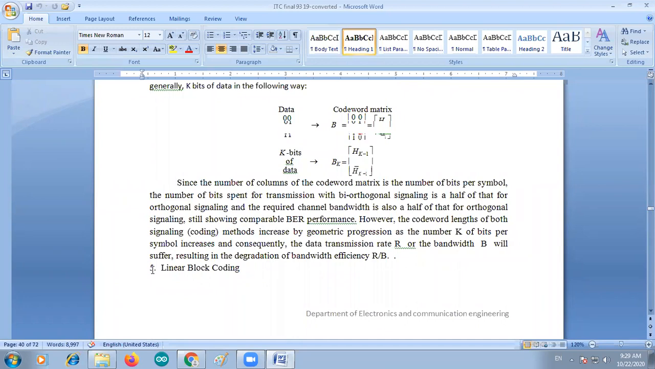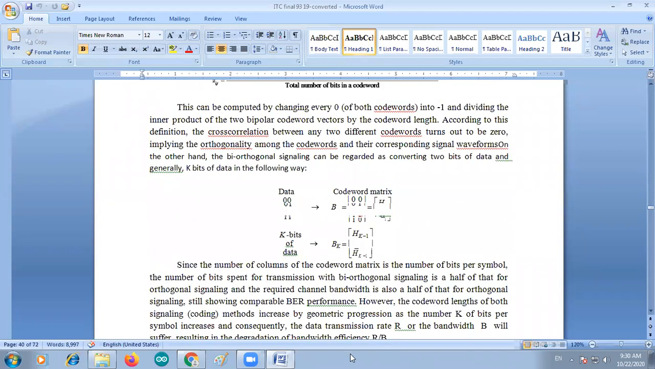Okay. Now enter into another concept of channel coding. There are three types of channel coding techniques in our curriculum. But before that, since the number of columns of the code word matrix is the number of bits per symbol, the number of bits spent for transmission with biorthogonal signals is half of the orthogonal signals, and the required channel bandwidth is reduced. Is it not? In comparison with orthogonal signals, the biorthogonal signal bandwidth is half, because of the arrangement of the biorthogonal code word: H1 with H1 bar below it, or H2 and H2 bar, likewise.